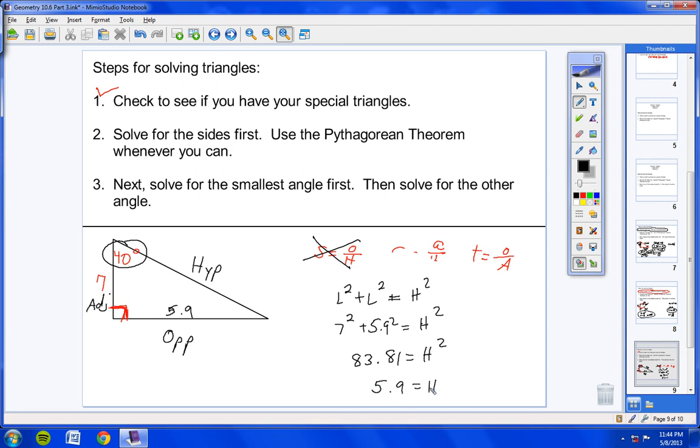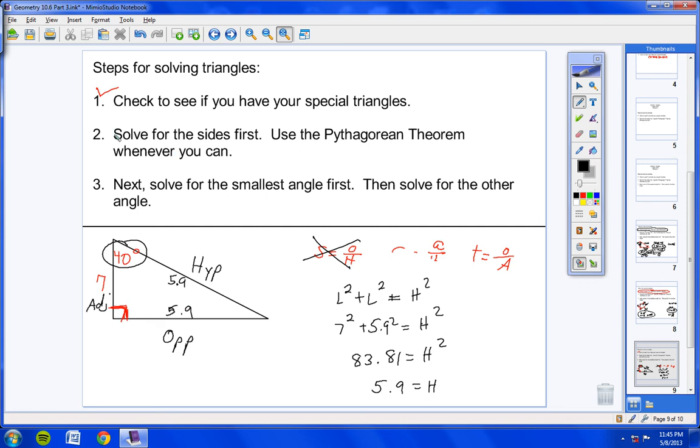5.9 equals H. So now you know your hypotenuse is, and of course that's not exactly right because there's no way a leg and a hypotenuse can be identical, but you do understand we've rounded, so that's why they're coming out to be the same. That's not possible in real life, but we have rounded, and that's fine.